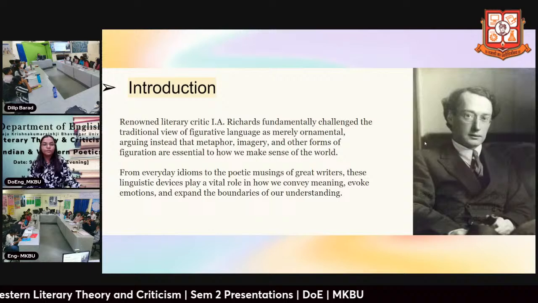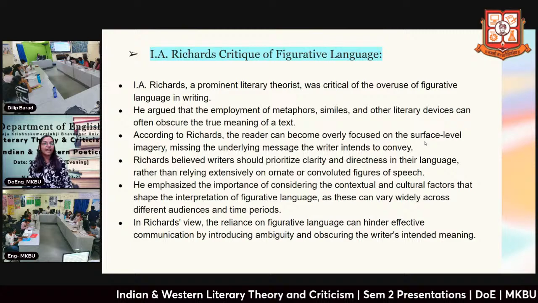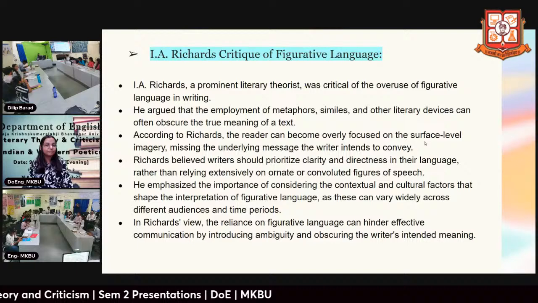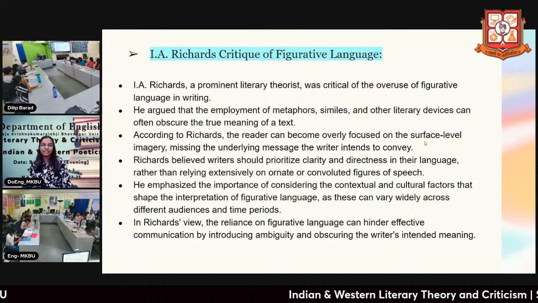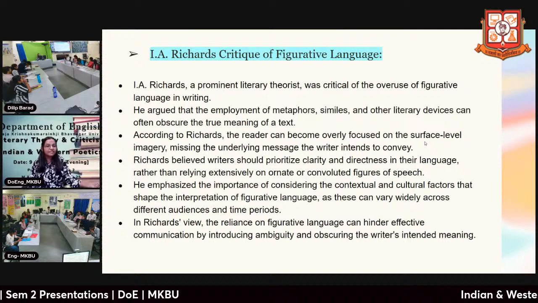I.A. Richards, critic of figurative language. I.A. Richards, a prominent literary theorist, was critical of the overuse of figurative language in writing. He argued that the employment of metaphors, similes, and other literary devices can often obscure the true meaning of a text. According to Richards, the reader can become overly focused on surface-level imagery, missing the underlying message the writer intends to convey. Richards believed writers should prioritize clarity and directness in language rather than relying intensively on ornate or involuted figures of speech.